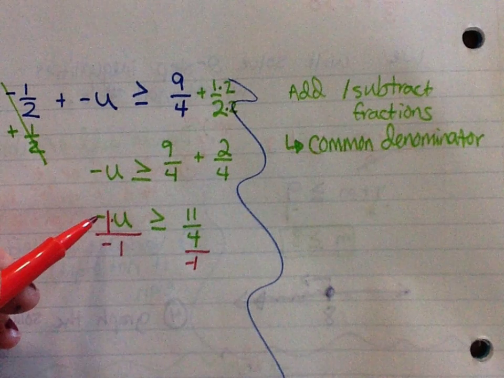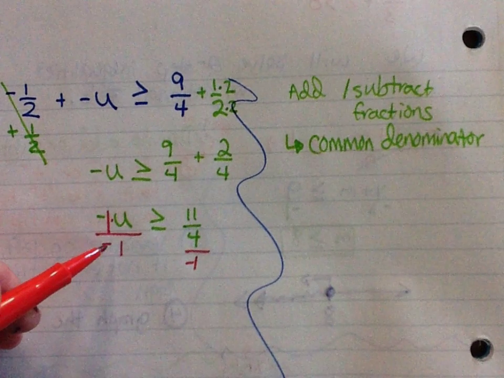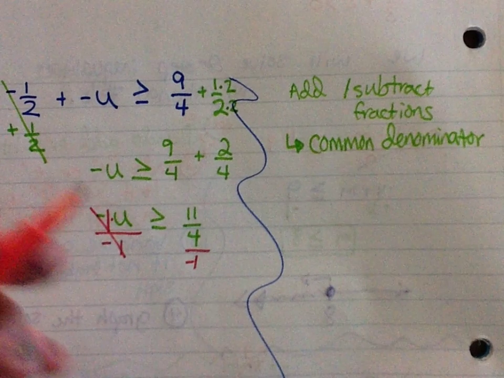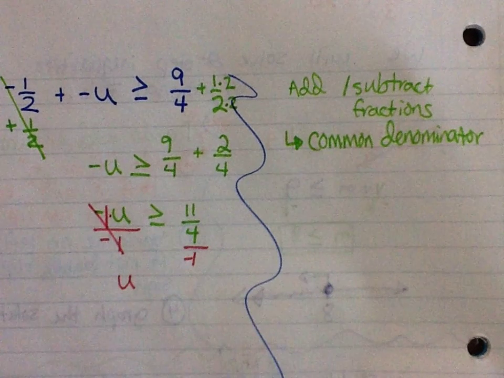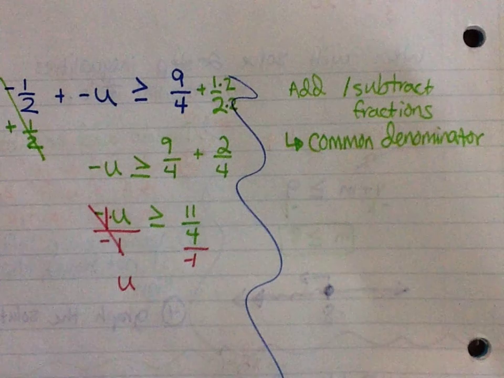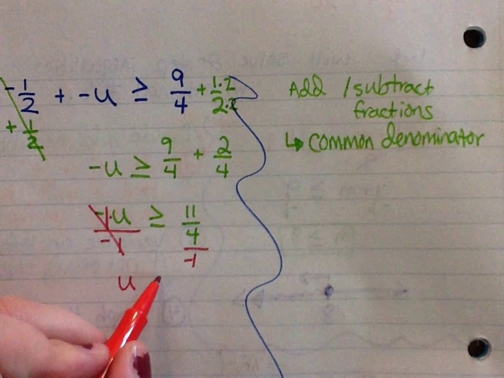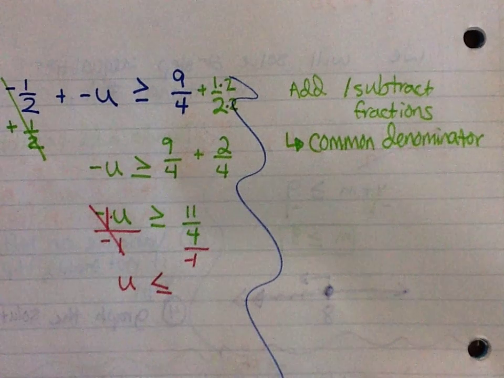Negative 1 divided by negative 1 is? It's not 0, it just cancels. It's 1. 1u, right? That's 1u. I divided by a negative, so what do I have to do? Flip the sign. It becomes less than or equal to.